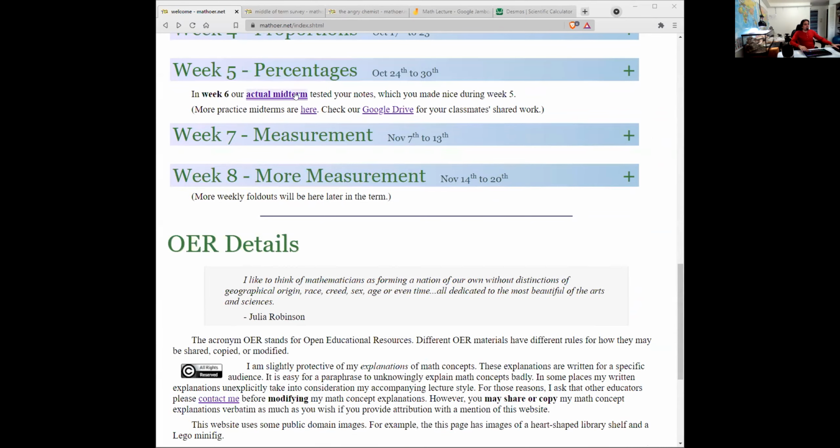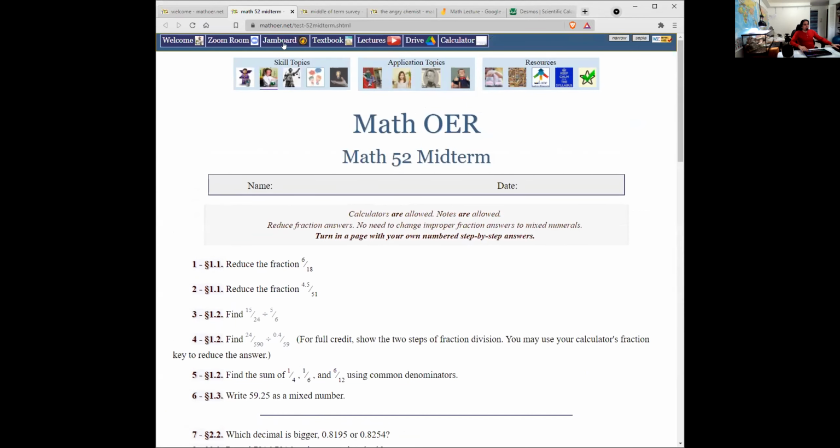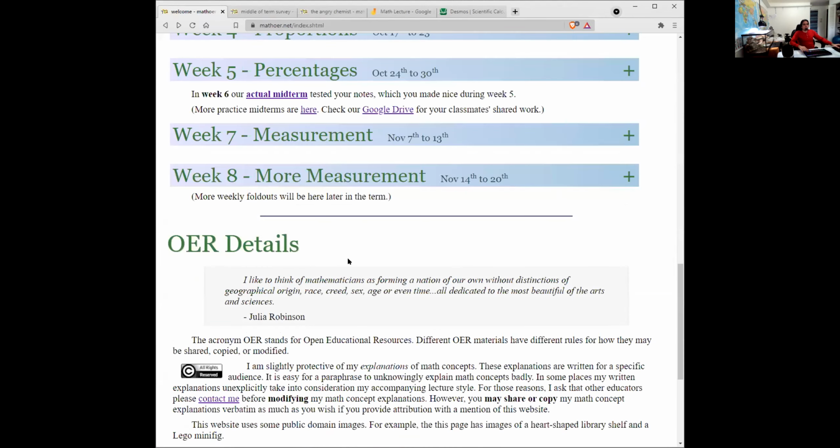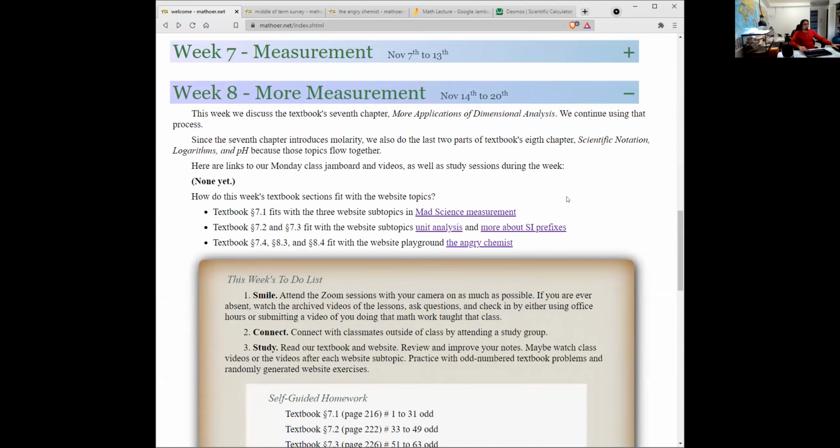It will look like the way the midterm was set up, where it's just this kind of thing with problems and you refresh it and you always get new problems. But I have to actually make it, and I haven't yet. So this week is a little weird.